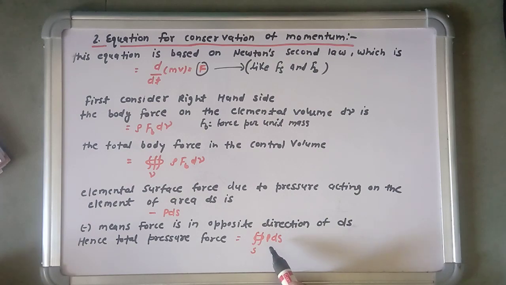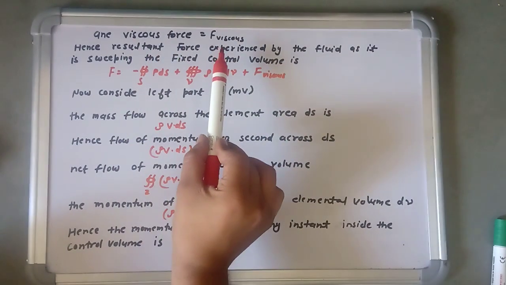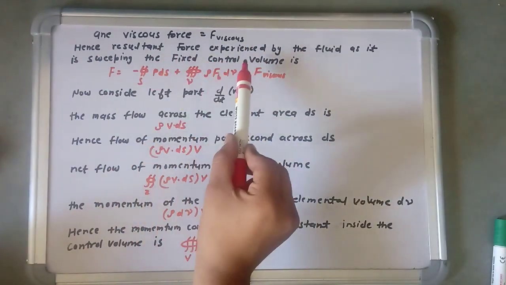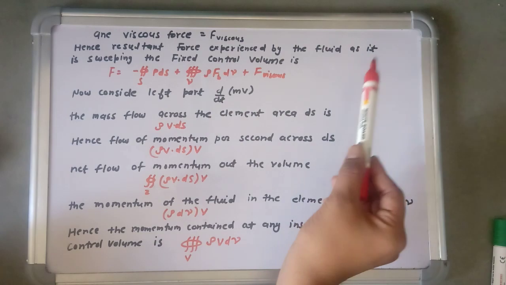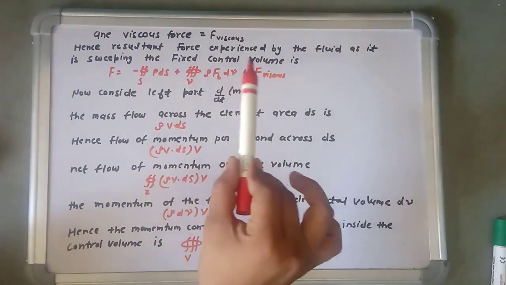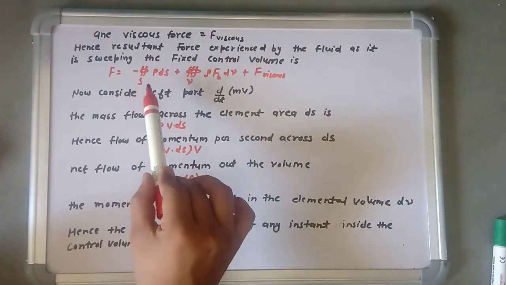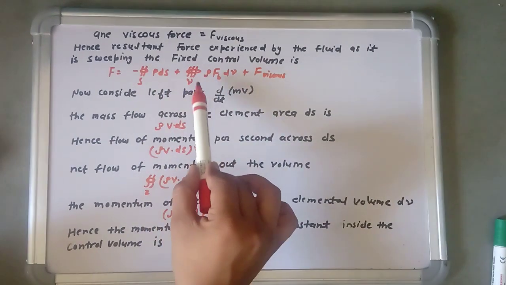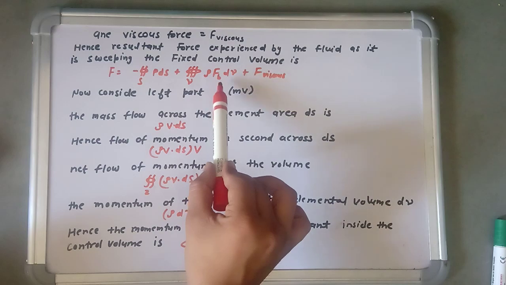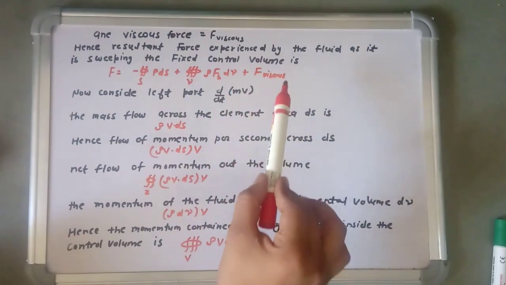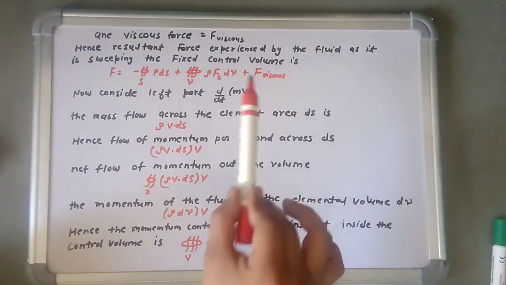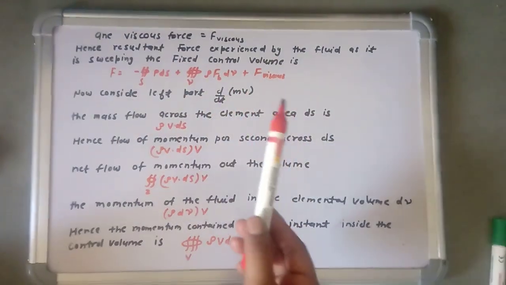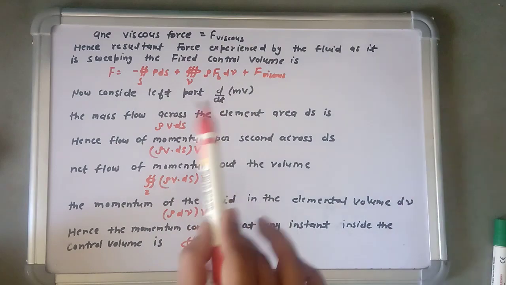And the viscous force equals f viscous. Hence the resultant force experienced by the fluid as it sweeps the fixed control volume is F equals negative closed integral p ds plus closed integral rho fb dv plus f viscous. Basically we are summing all the equations which we found in the previous steps.